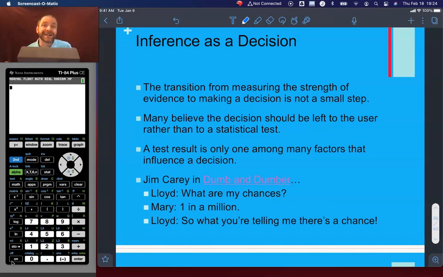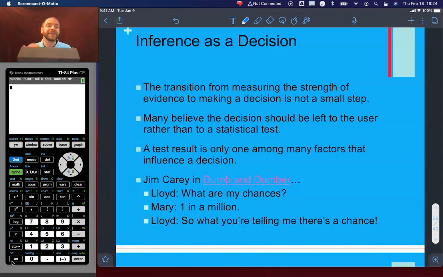So one thing about inference as a decision: the transition from measuring the strength of evidence to making a decision is not a small step. That's something we went through in the previous slides. I'm measuring that; we have to learn the p-value. So I want you to think about it like a normal distribution, area under a curve, and alpha levels are those tails that you're looking at. You need to start thinking, does your p-value come outside that alpha level, or does it stay inside those tails? The rejection versus fail to reject zone in the pictures I showed you.